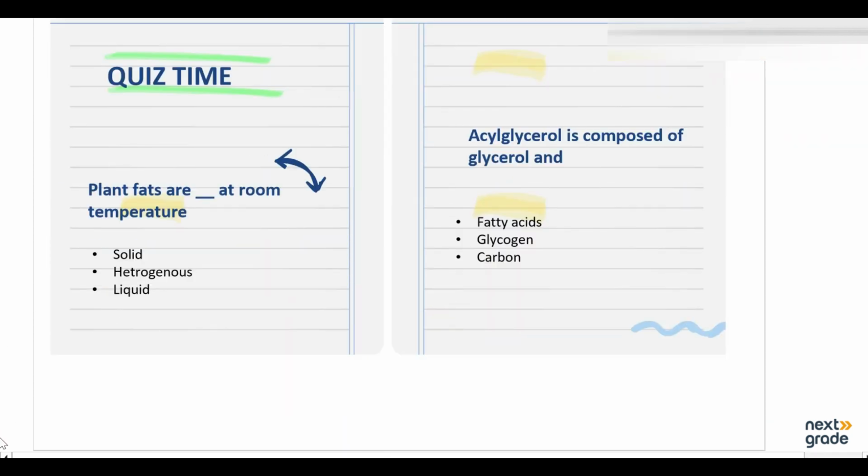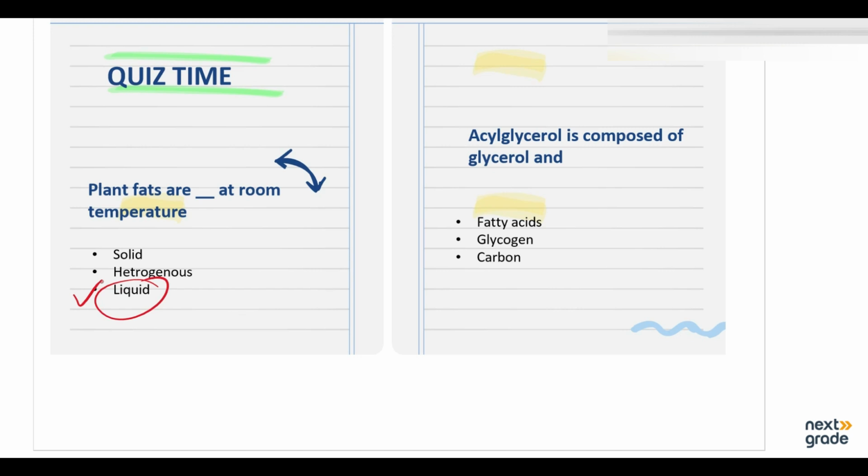Now we are left with the quiz. The first one is: plant fats are dash at room temperature: solid, liquid, or heterogeneous. As we have just learned, plant fats are unsaturated fats. And what is the difference between unsaturated and saturated? Saturated fats are solid and unsaturated fats are liquid. So here the correct option is liquid.